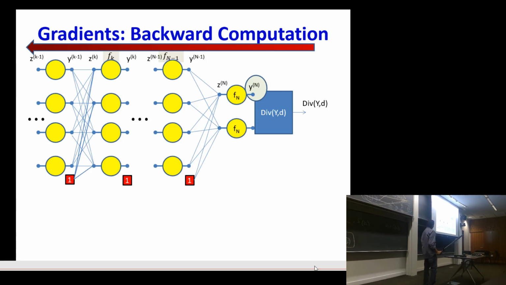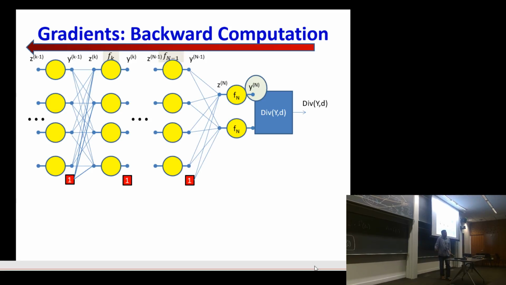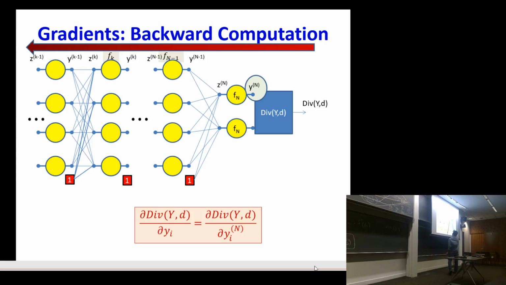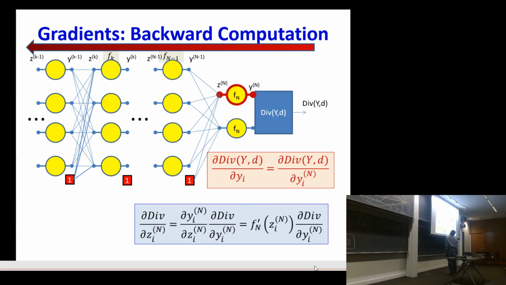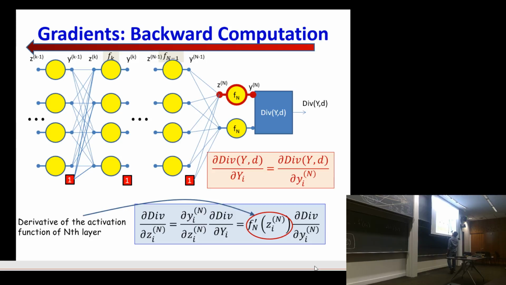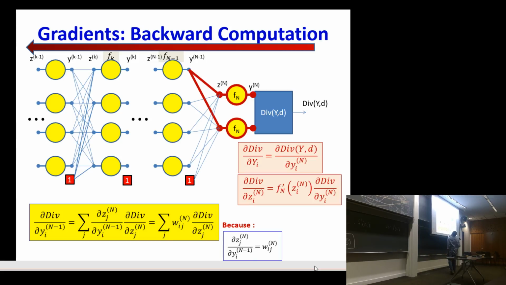Observe that when I'm doing this, I'm using a z value that was computed in the forward pass, right? Then this is the derivative of the activation function. And then from there, I can work my way back, and in each case I'm summing over all outgoing edges of the derivative of the divergence with respect to the z's times the derivative of the z with respect to the y, which is just a weight. So it's a weighted combination.